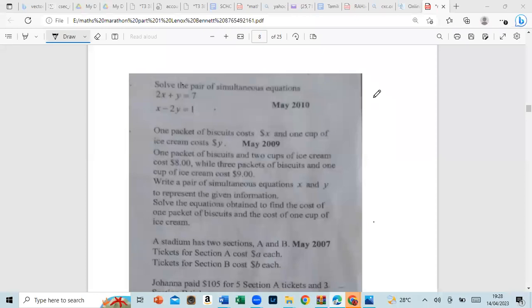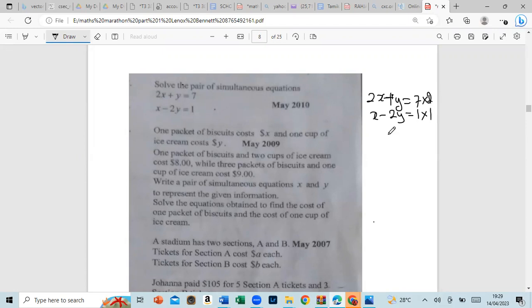All right, so we have 2x plus y equals 7, and then x minus 2y equals 1. Again, I'll get rid of y because I love to add. I think adding is easier than subtracting, all right? So I'm gonna multiply the first by 2 and the second by 1.